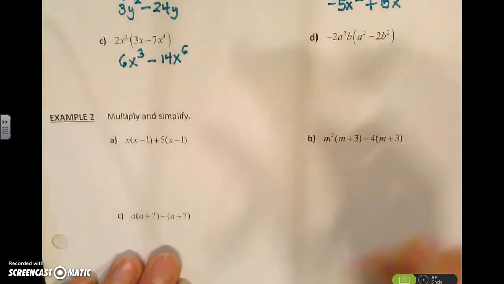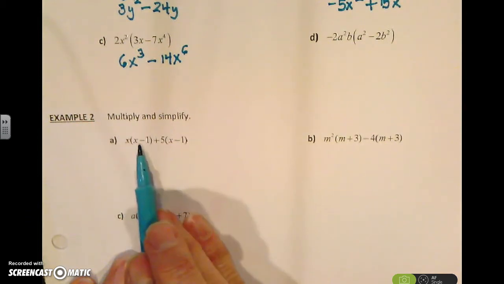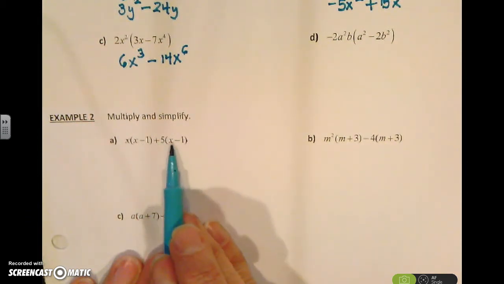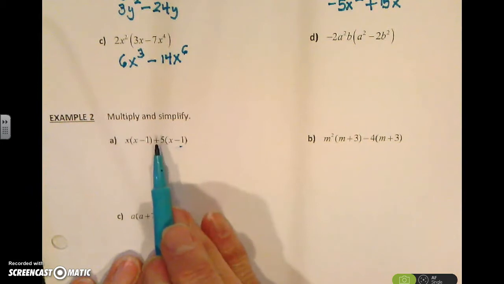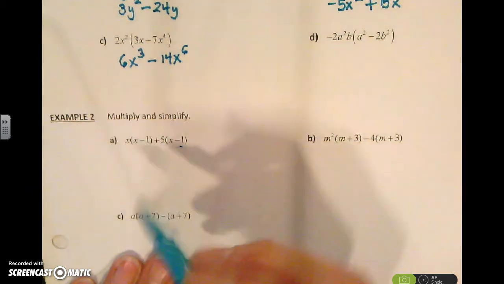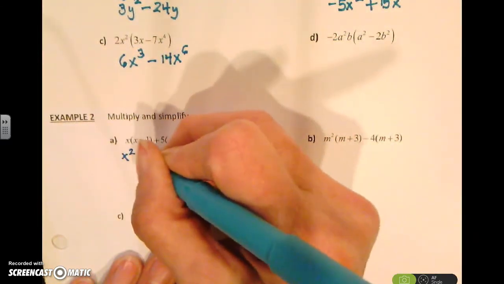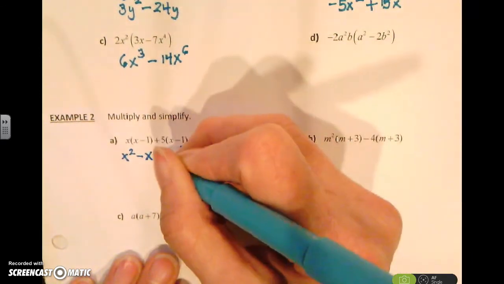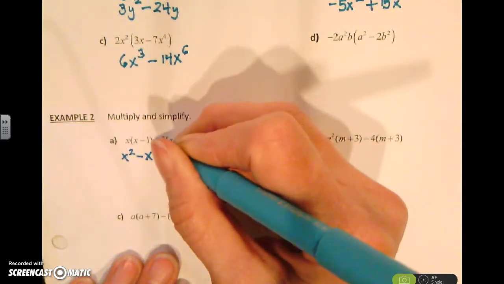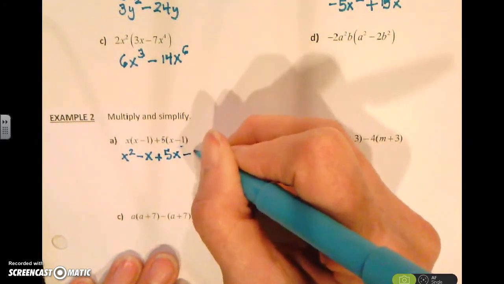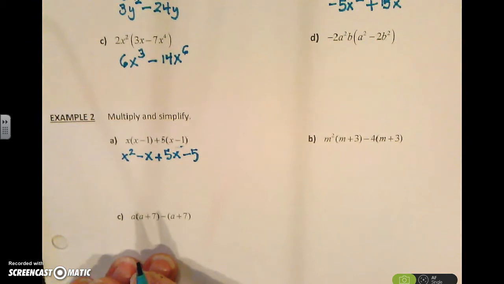Example 2, again, multiply and simplify. So this time you see it's not simple. We have a multiplication, x times x minus 1, addition, and then 5 times x minus 1. So PEMDAS would tell us I need to do the multiplication before I can do that addition, which is going to be done last. So I'm going to multiply, which means distribute here. So I'm going to get x to the second minus x. And then positive 5 times x is 5x. And a positive 5 times a negative 1 is going to be a negative 5. So notice how it ends up looking right there with no parentheses.